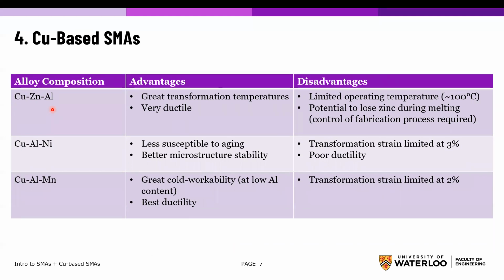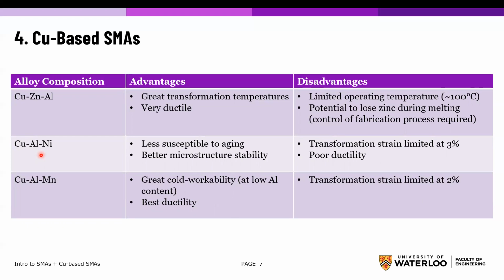So for the CuAlNi alloy, their advantages are that they are less susceptible to aging and they have a better microstructure stability. And their drawbacks are that their transformation strain is limited at 3% and they have poor ductility. And finally, the CuAlMn alloy has great cold workability at low aluminum content and these alloys have the best ductility out of these three. But their drawback is that their transformation strain is limited at 2%.